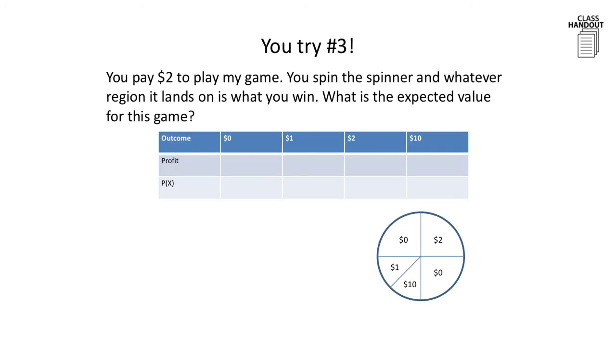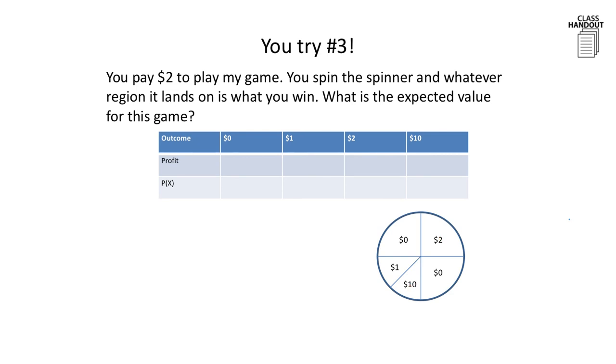All right, here's the last example here. You pay $2 to play my game. You spin the spinner, and whatever region it lands on, you win. What is the expected value for this game? All right, so here's our spinner over here. And we see it's divided into these sections. You can land on a 0, you can land on a 1, you can land on a 2, or you can land on a 10.